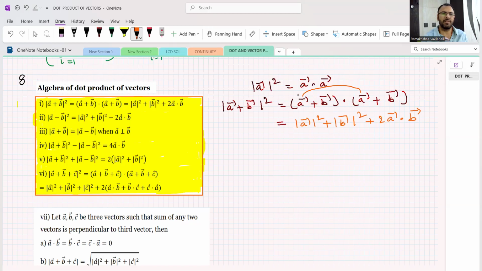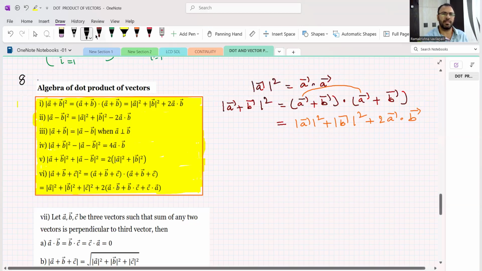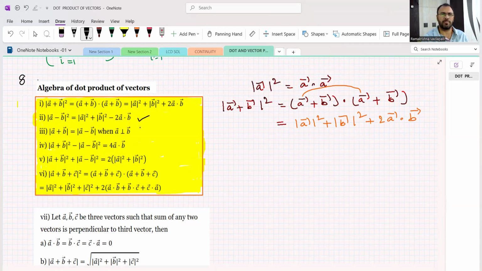So instead of writing directly 2ab as in the case of algebraic identities, here we write a bar dot b bar. In a similar manner, we can write that mod a bar minus b bar whole square equal to mod a square plus mod b square minus 2 a bar dot b bar. And these two results can be added and subtracted. And the last one is how do we write the modulus of a bar plus b bar plus c bar whole square? What is (a plus b plus c) whole square? a square plus b square plus c square plus 2ab plus 2bc plus 2ac.